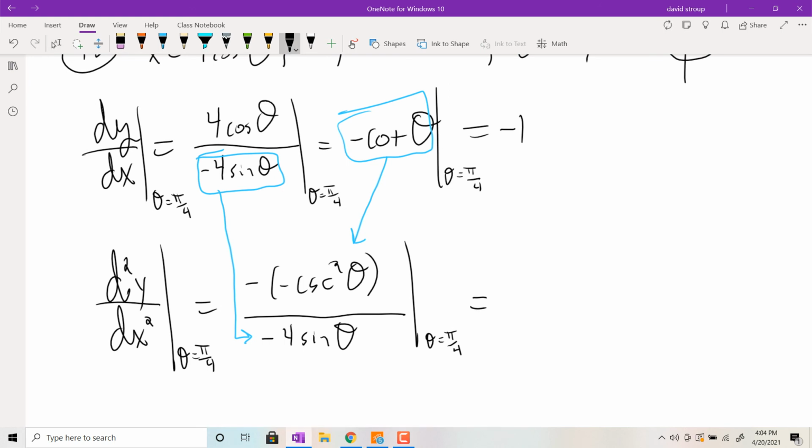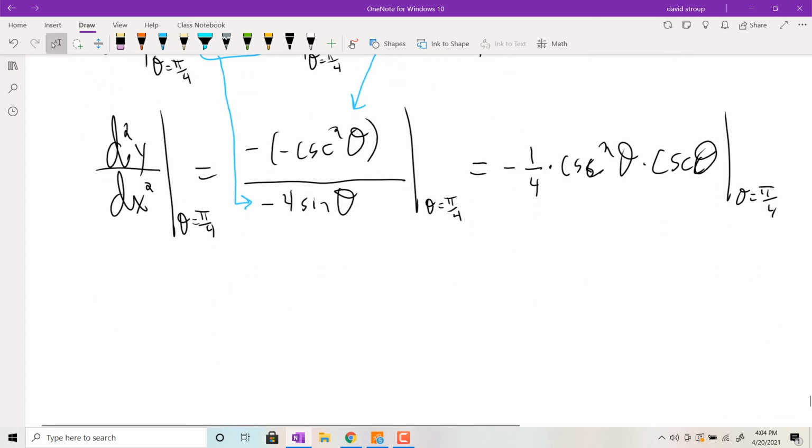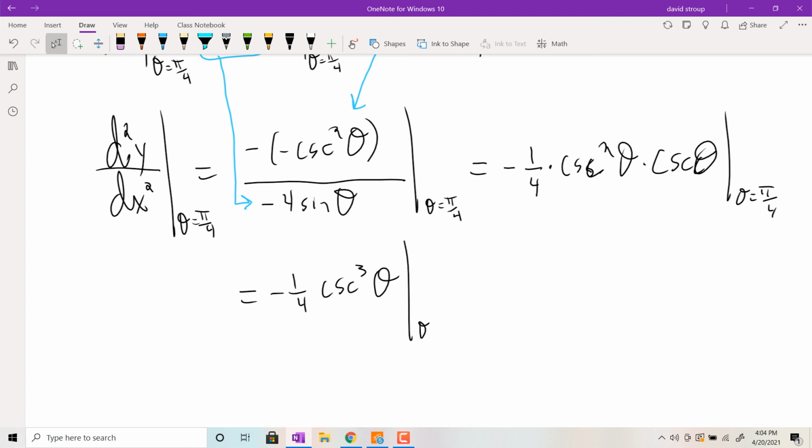1 over sine is cosecant, so you can simplify this a bit. The numerator's negative becomes positive, so you're going to have -1 over 4 times cosecant squared theta times 1 over sine, which is another cosecant theta. So we basically have cosecant cubed. This would be negative 1/4 cosecant cubed theta at theta equals pi over 4.